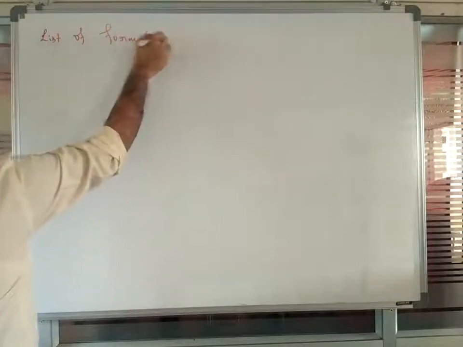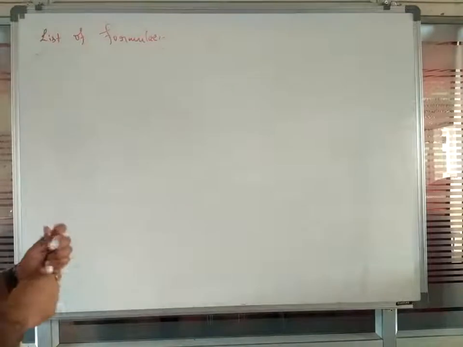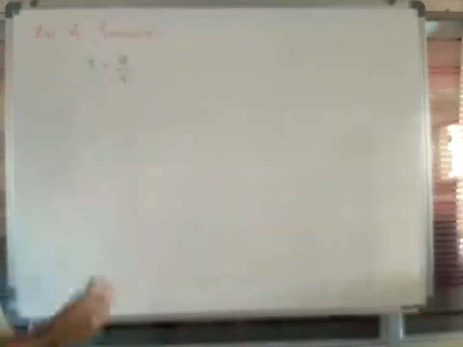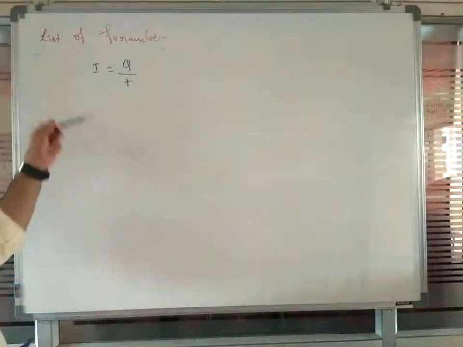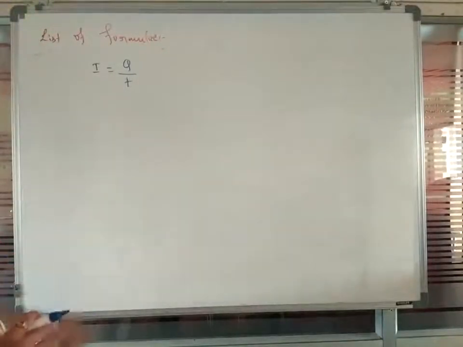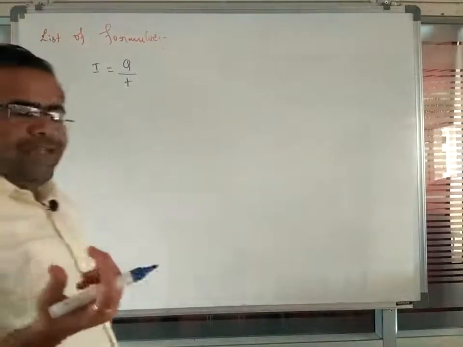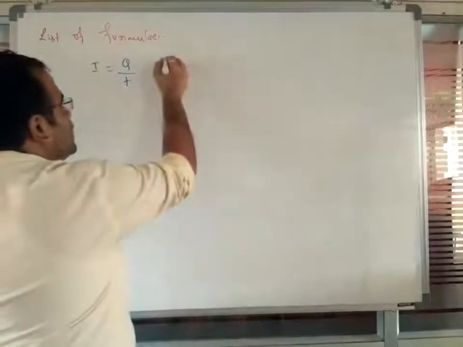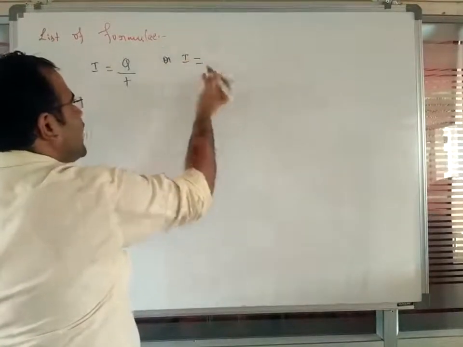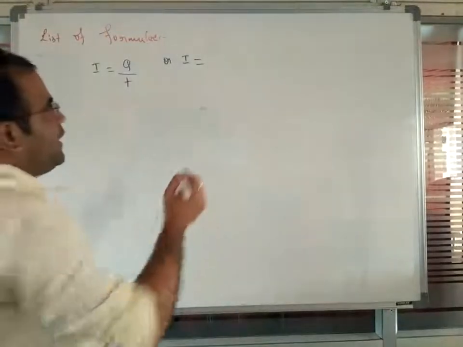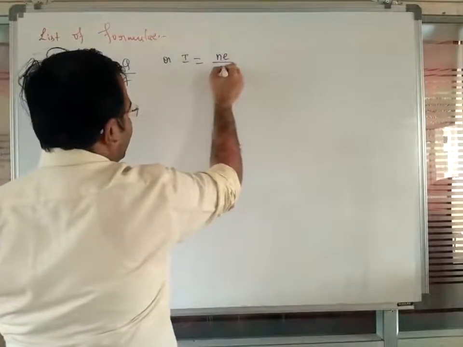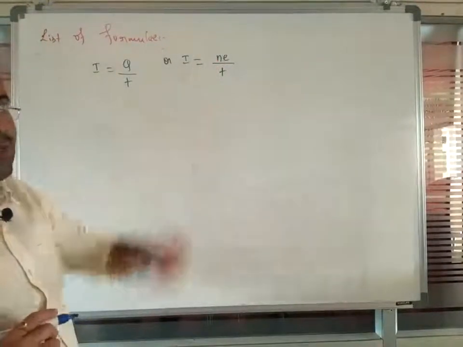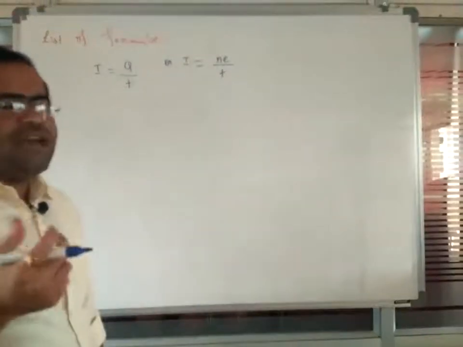List of formulae. Now the first formula we have taken is I is equal to Q divided by T. So what does it mean? Flow of net charges. It is not a single charge. So flow of net charges during a certain interval of time, that we have taken as capital Q. Or else this equation can also be written as I is equal to N into E divided by T. Here N represents the number of electrons and E represents the charge of an electron.